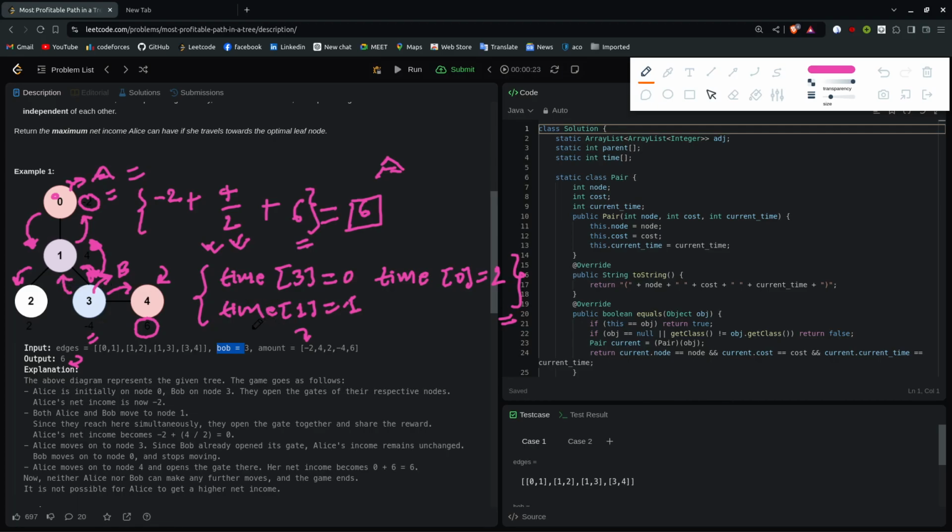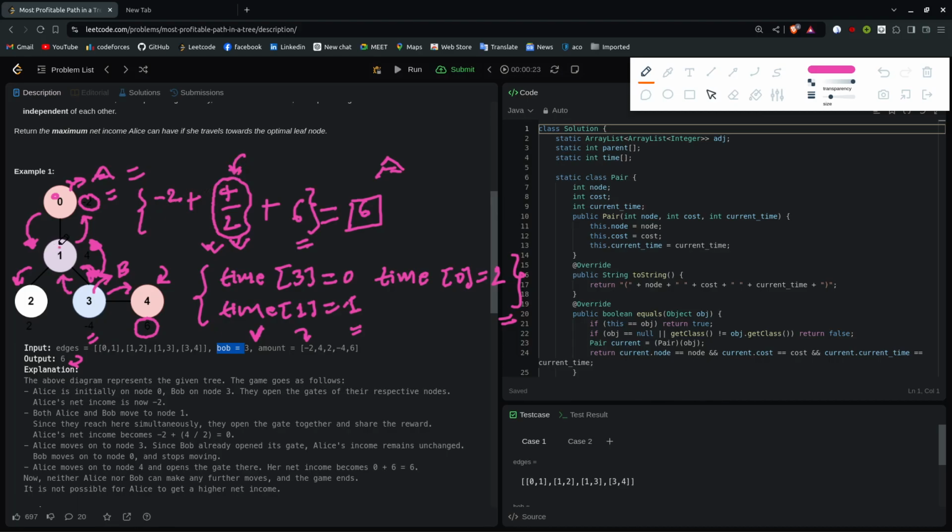And as you can see over here, time to reach node 1 for Bob is also 1. So hence we can say that we have to now share the amount, right? Because both of them have reached some particular node at the same time. So we need to increment the amount by sharing between both of them.